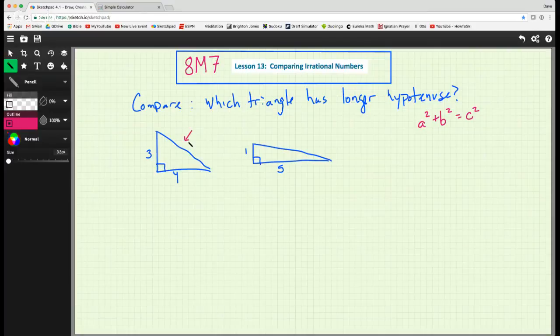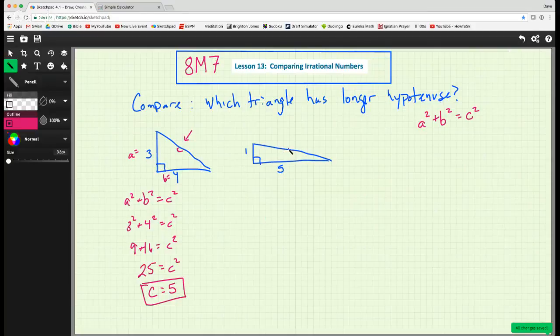So here we're going to find c squared by doing a squared plus b squared equals c squared. And remember, your legs are a and b. It doesn't matter which is which. So 3 squared plus 4 squared equals c squared. So 9 plus 16 equals c squared. 25 equals c squared. So c equals 5.